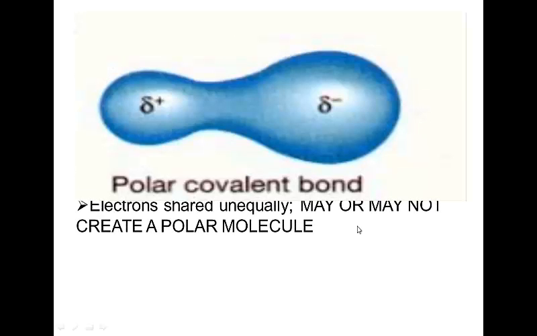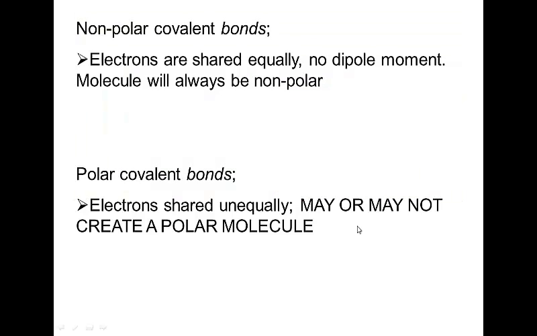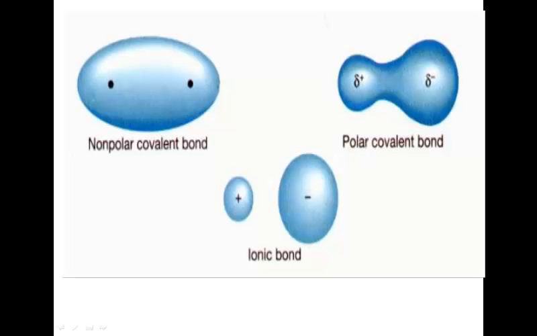Polar covalent bonds: the electrons are shared unequally, and this may or may not create a polar molecule. That's going to be for future purposes when we start doing geometry. You can have a polar bond and a nonpolar molecule, but you can never have a nonpolar bond and a polar molecule. So right now we're still just discussing bonds. And the two types of covalent bonds are staring you in the face, and of course you already know what an ionic bond is like.